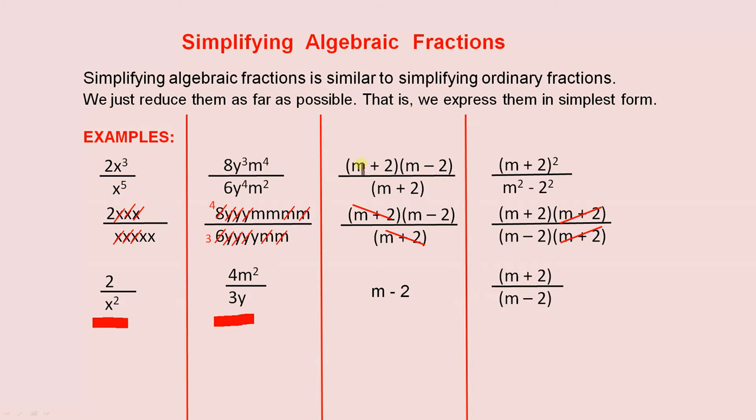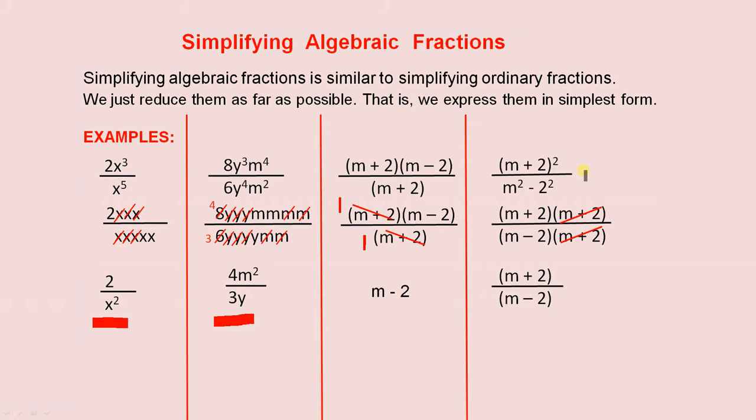In this example, you will notice here straight away that m plus 2 and m plus 2 are exactly the same, so we just cross those out. We are left with m minus 2 in the numerator, so the answer is m minus 2. You might say, well, what happens here? Well, m plus 2 divided into m plus 2 is 1, so that's really 1 over 1. So you could have m minus 2 over 1, but you don't need to do that. The answer is just m minus 2.